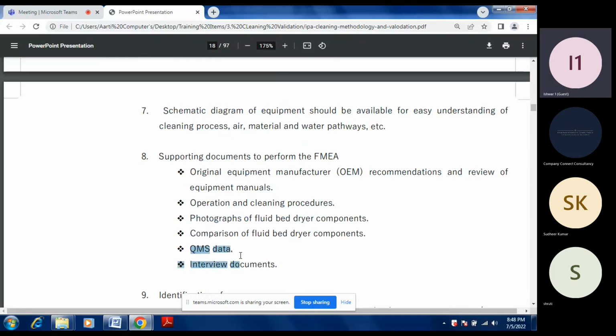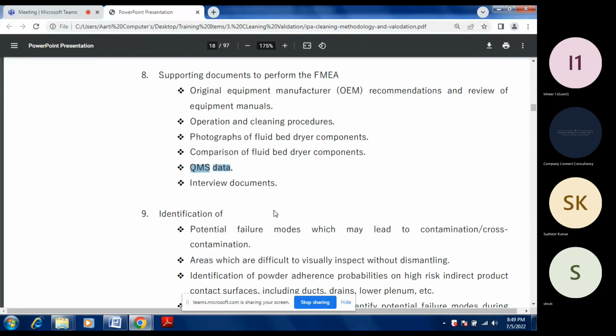QMS data means quality management system documents like change control, deviation, CAPA, and investigation. Some QMS data should be available. That means earlier, if we have had some types of error or some changes we have made in that particular equipment, all those things should be available during the failure mode effective analysis.